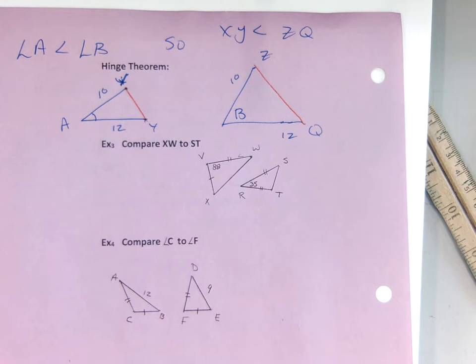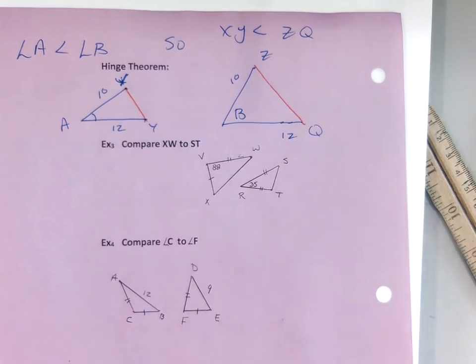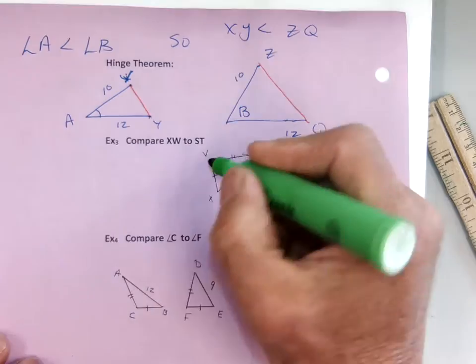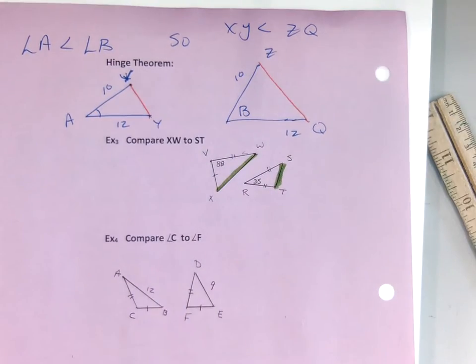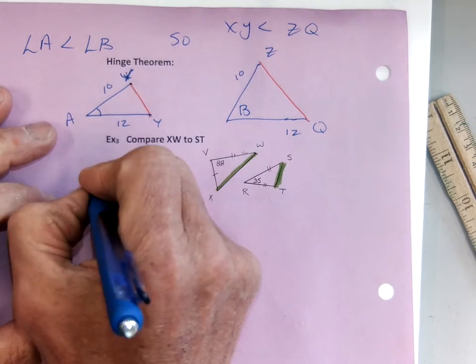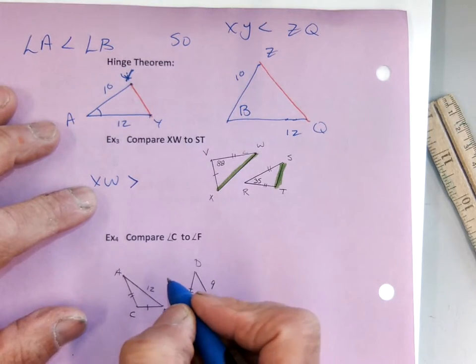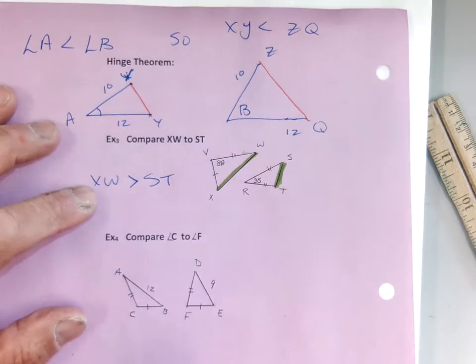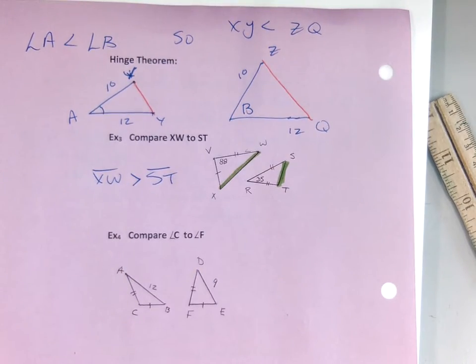So example 3, compare them. What do you see? What can you tell me? Which side's bigger and which side's smaller? So let's take a look at the two sides we're comparing. We're really looking at this side here and this side here, right? Which one's bigger, which one's smaller? Yeah, so XW is greater than ST, because that's bigger. Thumbs up? Isn't this easy?